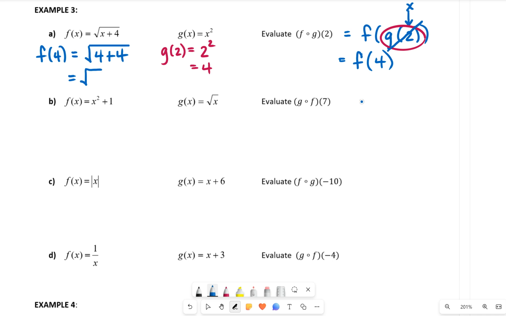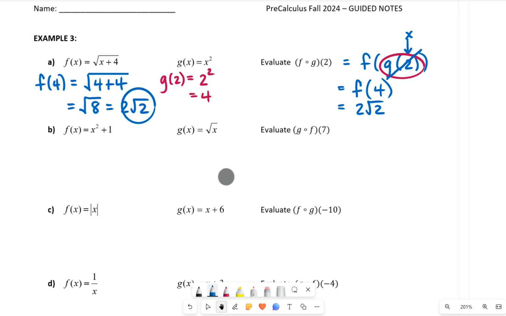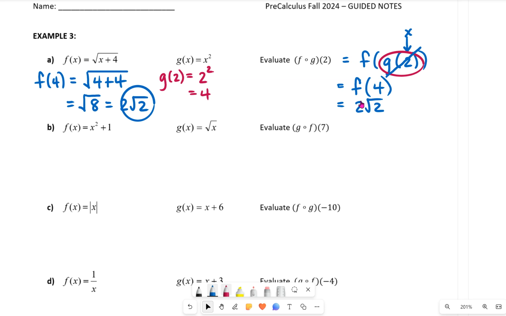4 plus 4 is the square root of 8, but I can break down the square root of 8 as 2 square root of 2. So the final answer to my question is actually 2 square root of 2. Okay? If you are asking yourself, wait, how did she go from square root of 8 to 2 square root of 2? Let me remind you that back in geometry, one skill that teachers taught students was the factor tree.